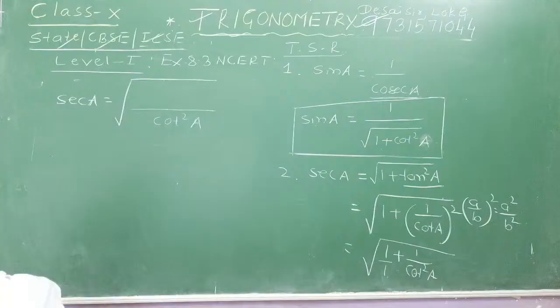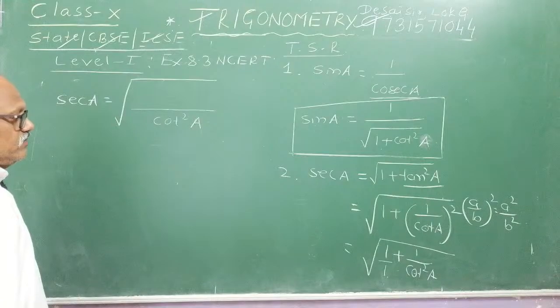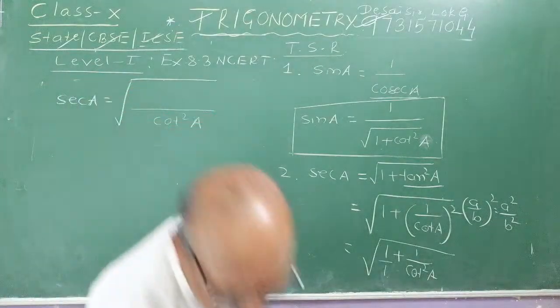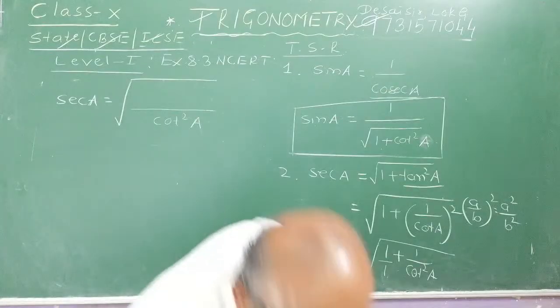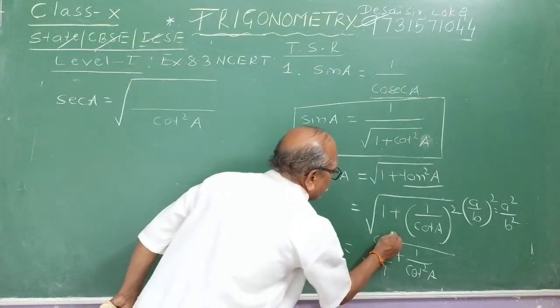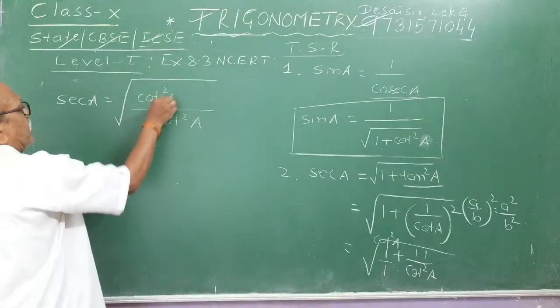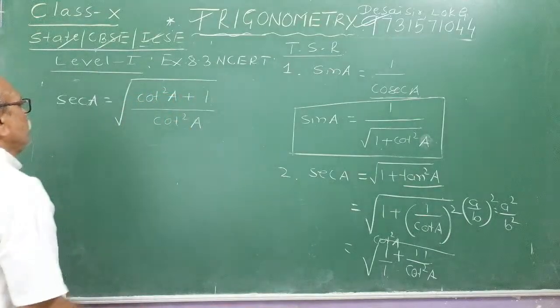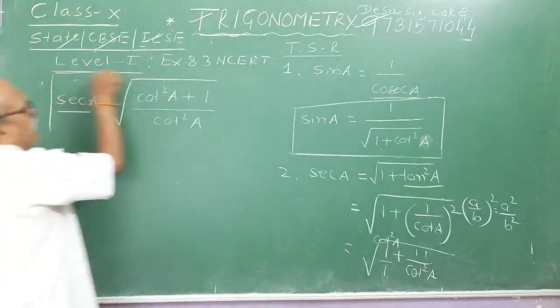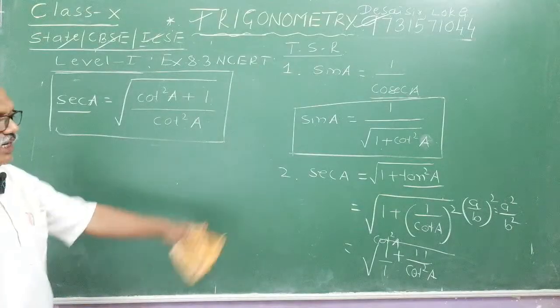A student asks whether it is cosec A. It is sec A. You are asked to write sec A, not cosec A. Sec A and tan A, you write it in terms of cot. LCM is 1 into cot square A into 1. Therefore, you get in the numerator cot square A plus 1 upon cot square A. Thus, we expressed sec A in terms of cot using the 32 identities we listed in the last period.